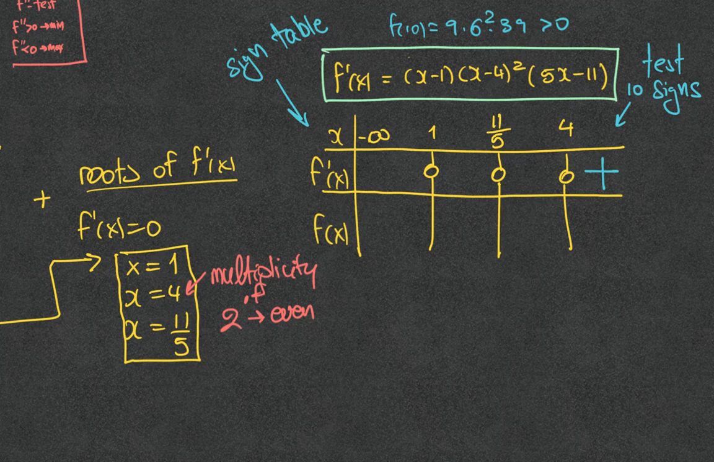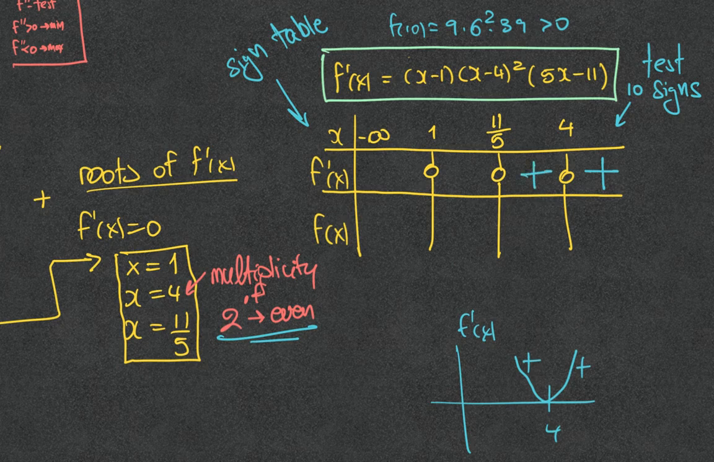Now I know that 4 has a multiplicity of 2, which is an even multiplicity. So what that means, let's assume that this is like number 4, or any graph. In this case, we're talking about the derivative function, right? But if it was coming, let's say, towards 4 and touching the x-axis, it will not cross, it will bounce. So it would be somehow like that. So if that was the derivative function, it will be positive left and right. Whilst if it was negative, then it would have been negative on both sides. But we know that it's positive, so this is going to be positive.